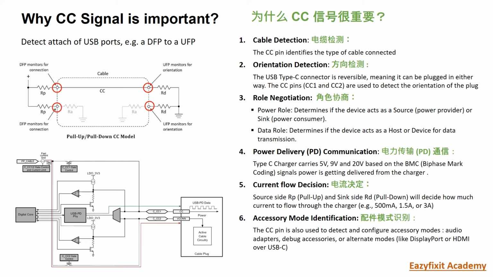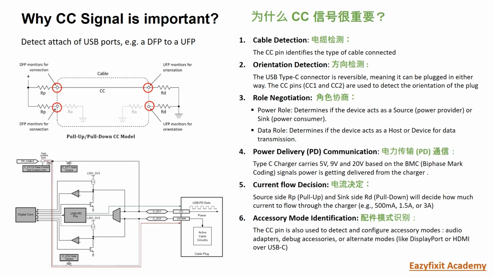Power delivery. What is power delivery? A Type-C charger carries 5 volts, 9 volts, 20 volts. Based on the BMC code, power is delivered from the charger. Current flow decisions are also decided through the BMC code, whether it's going to send 500 milliamps, 1.5 amps or 3 amps.